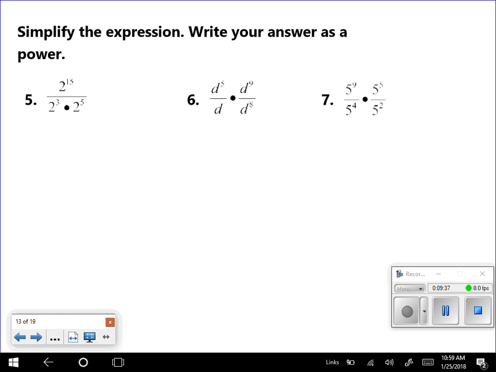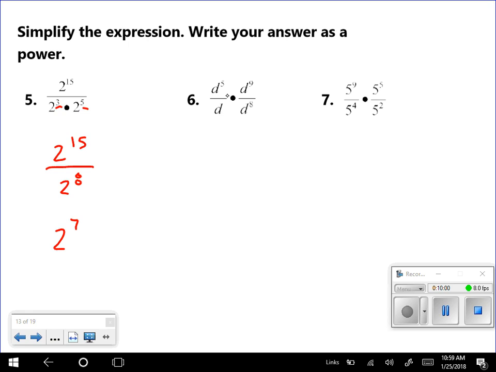All right, let's do a couple more of these, and then we'll try to wrap up here. So again, we need to take care of the piece that's not simplified yet before we can divide. So we have to simplify the denominator. 2 to the 3rd times 2 to the 5th. I'm going to add my exponents, 2 to the 8th, and then I can divide. So I'll subtract. So I would end up with 2 to the 7th.